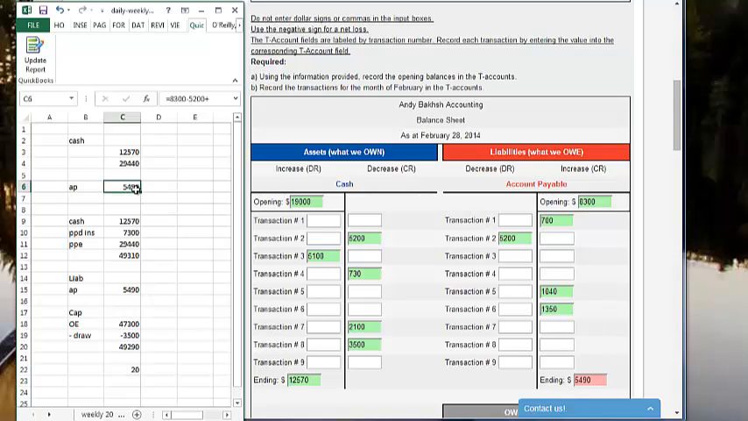Accounts payable should be, oops. Do this again. 8,300 plus 5,200. No. Minus 5,200. Credits decrease it. Plus 700. Plus 1,040. Plus 1,350. Whoops. 6,190.